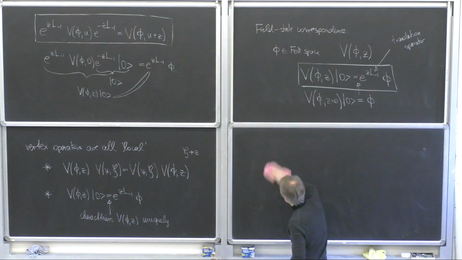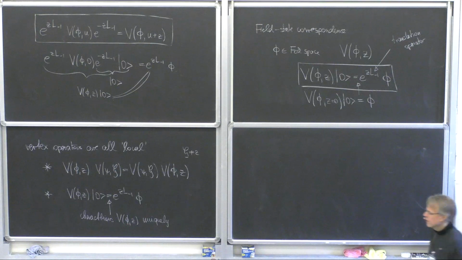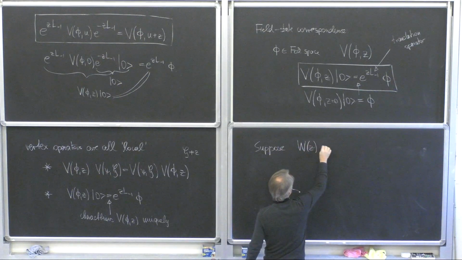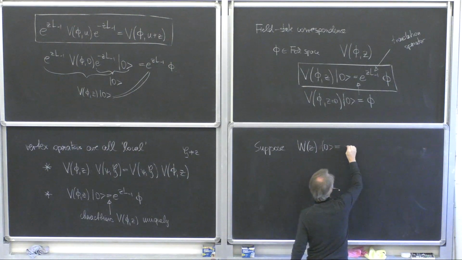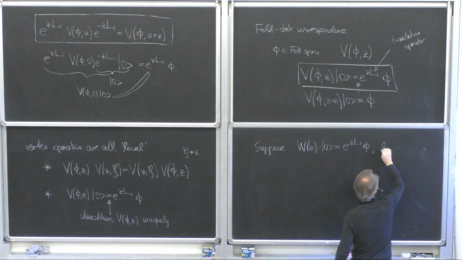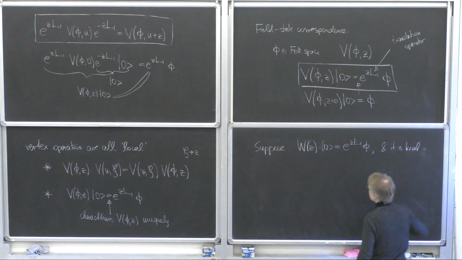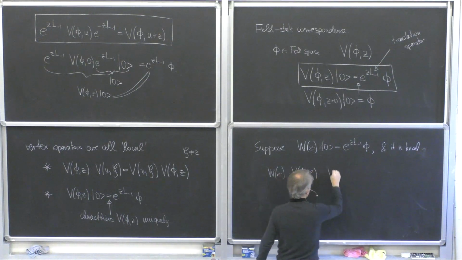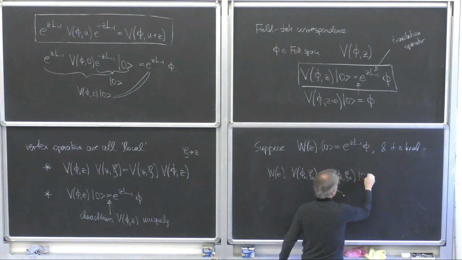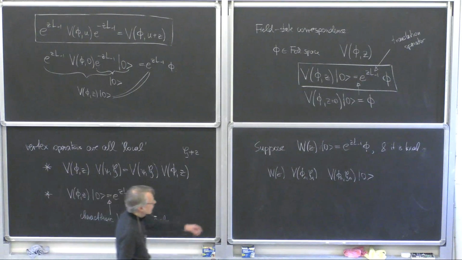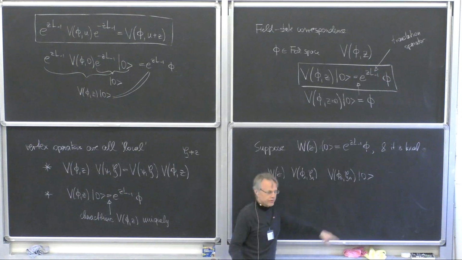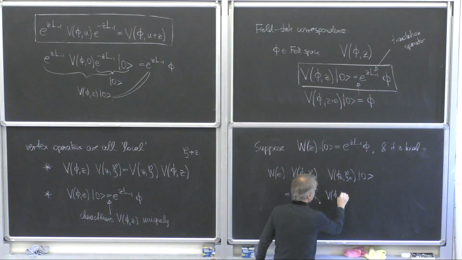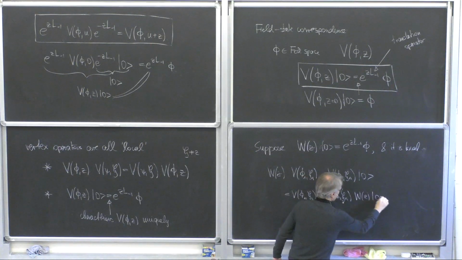And it's, in some sense, embarrassingly obvious. Suppose I have another operator, w of z, which also has the property that when I evaluate it on 0, it's equal to e to the z L minus 1 on phi, and it's also local. Then w of z acting on any collection of phi 1, zeta 1, up to phi n, zeta n on the vacuum is the same because of locality. I can move w to stand directly in front of the vacuum. So this is equal to v of phi 1, zeta 1, up to v of phi n, zeta n, w of z on the vacuum, by locality.